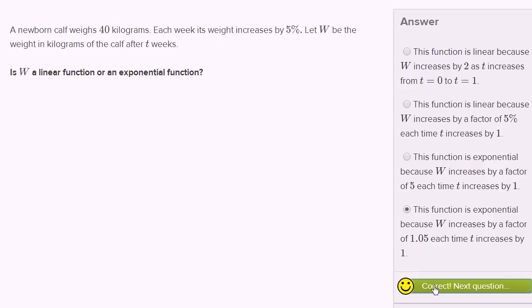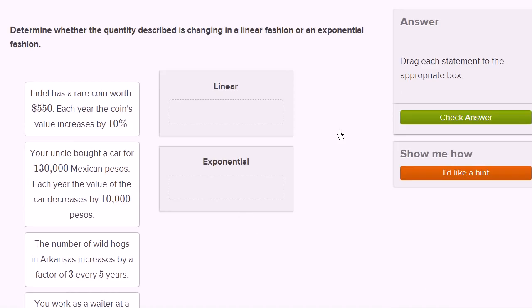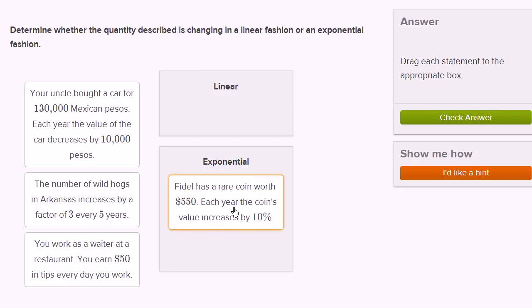Let's try one more of these. Determine whether the quantity described is changing in a linear fashion or an exponential fashion. Fidel has a rare coin worth $550. Each year, the coin's value increases by 10%. Well, this is just like the last example we saw. We're increasing every year that goes by by a factor of 1.1. If we grow by 10%, that's increasing by a factor of 110% or 1.1. So this is definitely exponential. If it was increasing $10 per year, then it would be linear. But here we're increasing by a percentage.